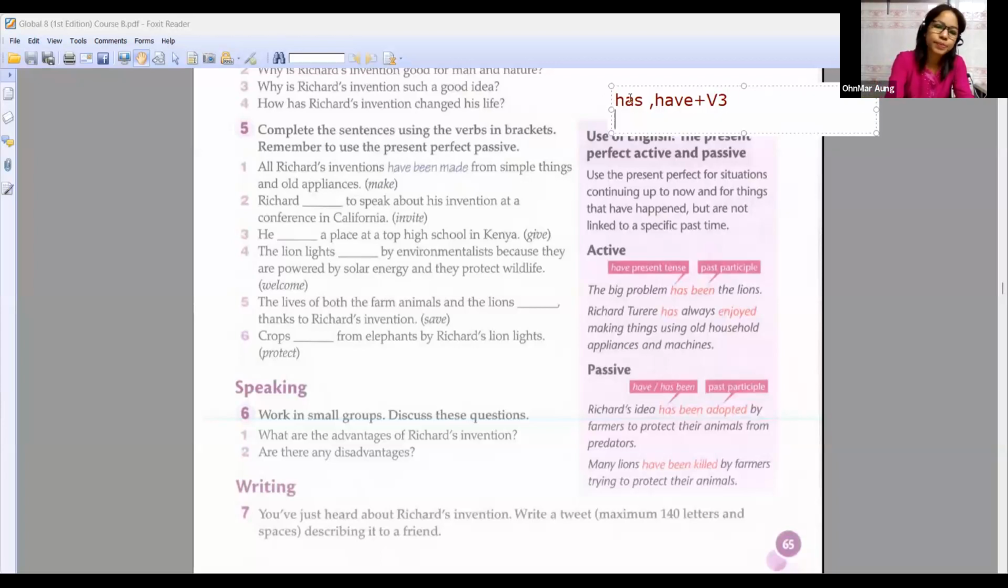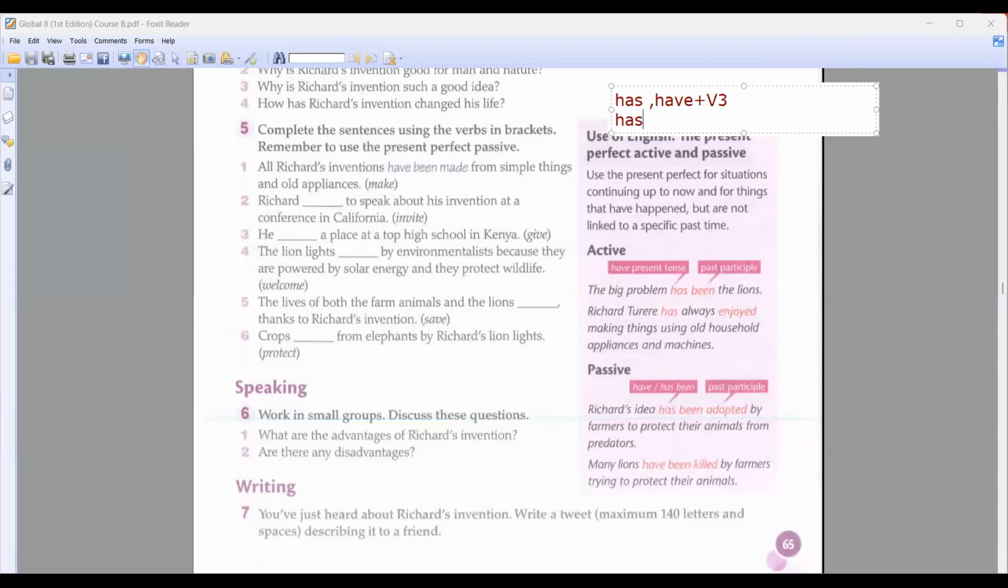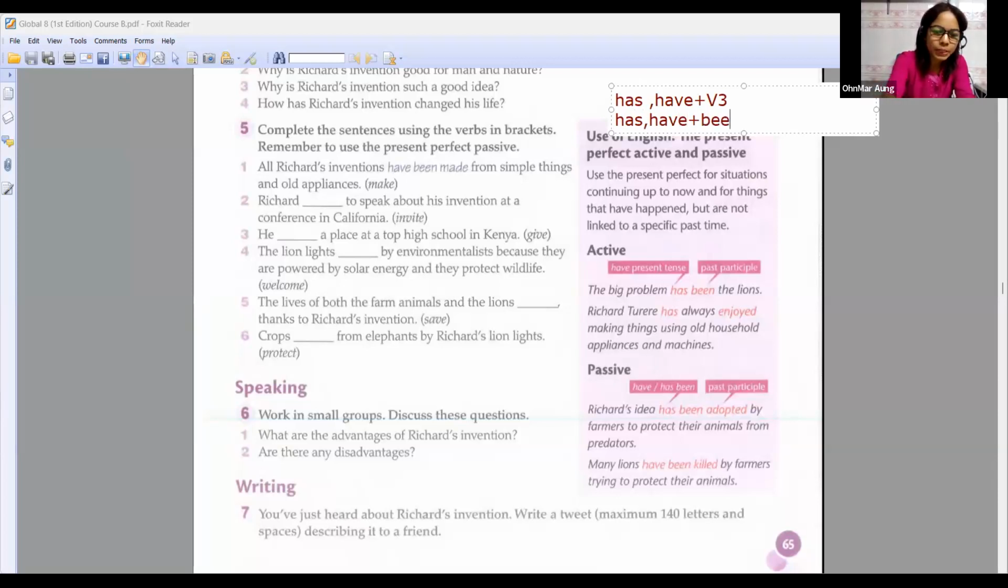Present perfect, passive. Passive, passive. Please attend the class regularly. Very soon you will have a mini test. If you don't attend the class regularly, you won't catch up with the lesson. Okay, tell me, passive form. Has, have, plus, been, plus, verb 3. That is passive.